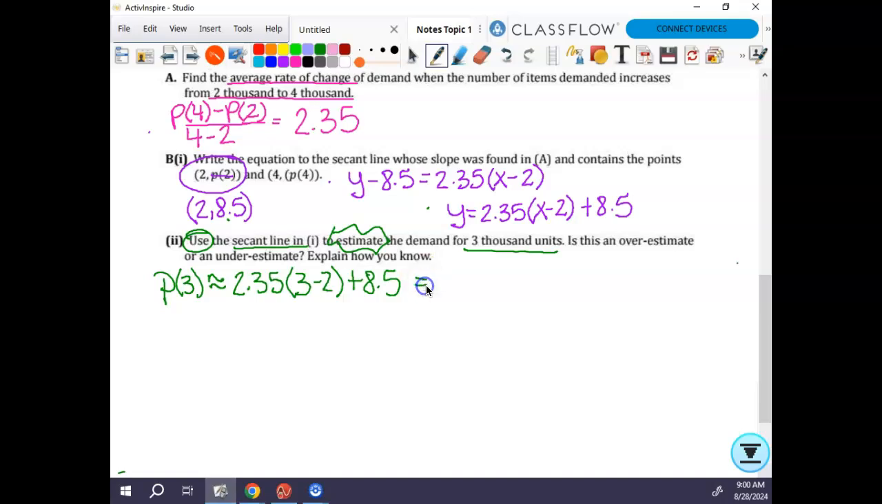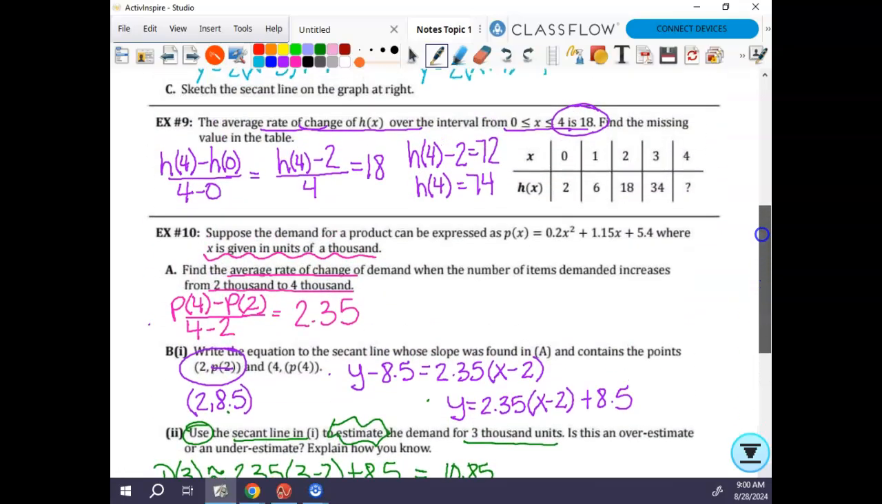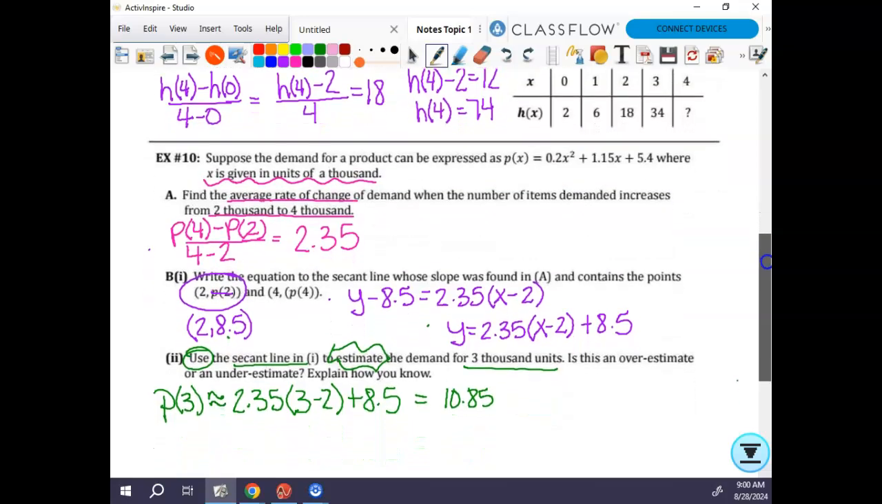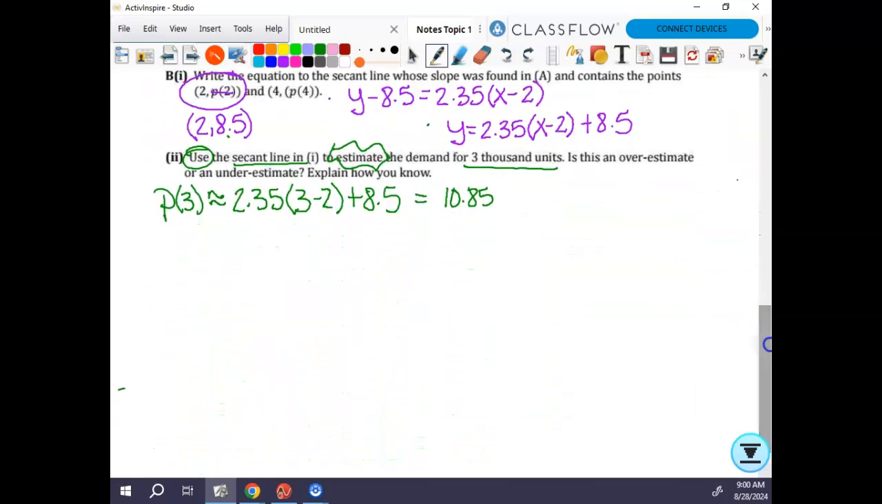So that's equal to 10.85. So it says to estimate the demand for 3,000 units, suppose the demand, okay. And now the next part is, is this an overestimate or an underestimate? Explain how you know. Here's what we are not doing. We are not finding the actual value for P of 3 from our function and comparing the two. That's not what it's asking us to do.